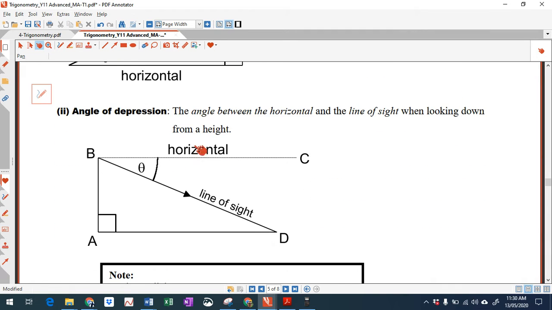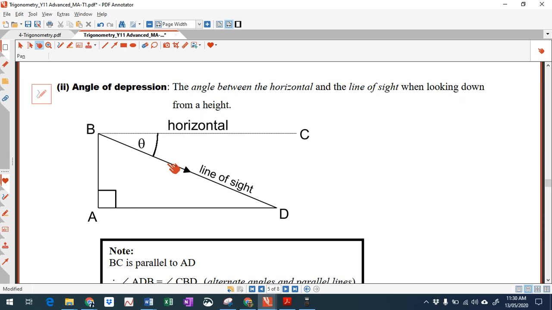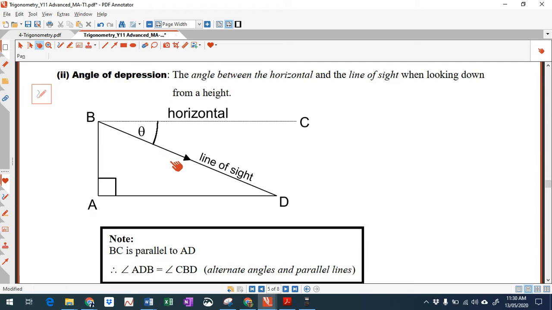The angle of depression is the angle between the horizontal and the line of sight. So let's just say you're looking down from a height. The angle between your line of sight and the horizontal is called the angle of depression.